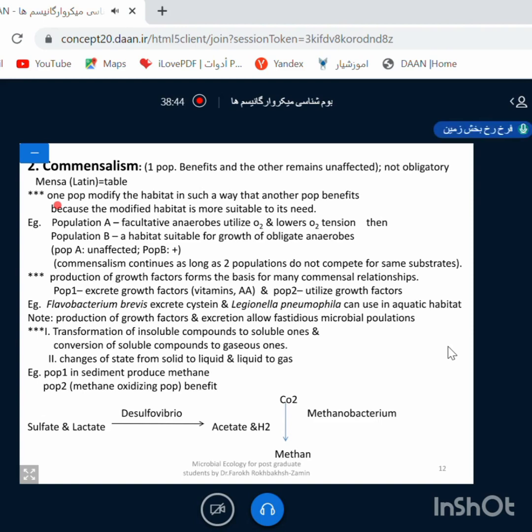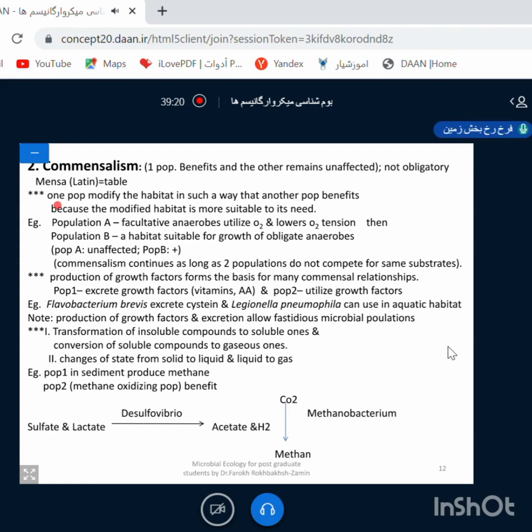See, suppose you have a nutrient broth in a tube, and you inoculate an obligate anaerobe and then shake the tube. When you shake the tube, this medium is full of oxygen. So this anaerobic bacteria cannot grow. Okay? Agree?